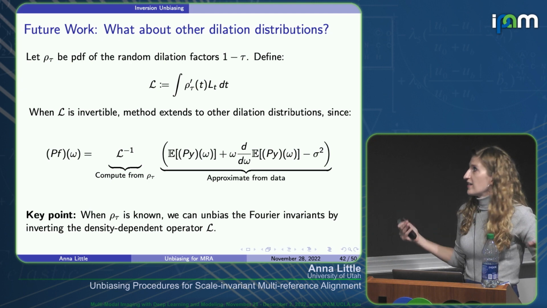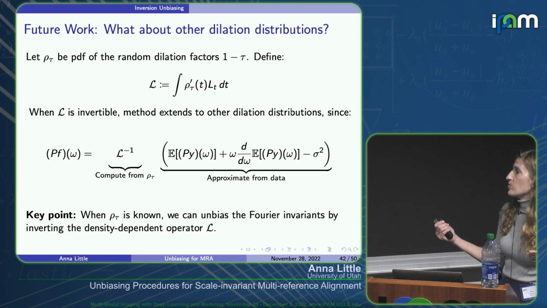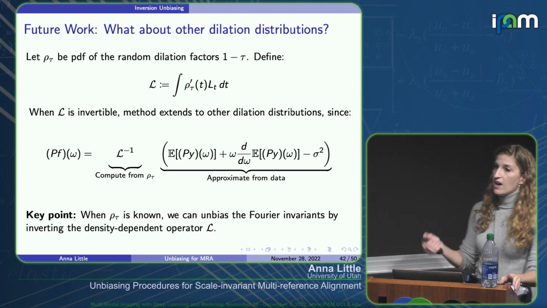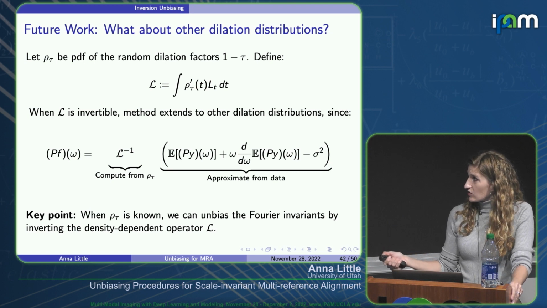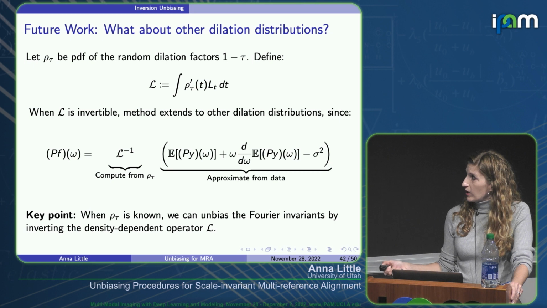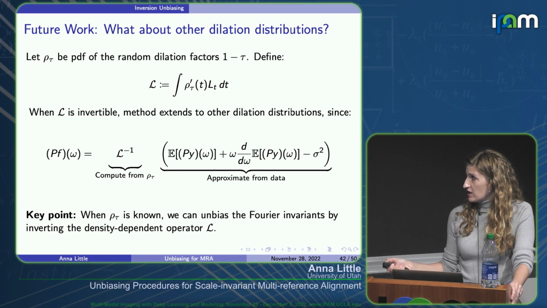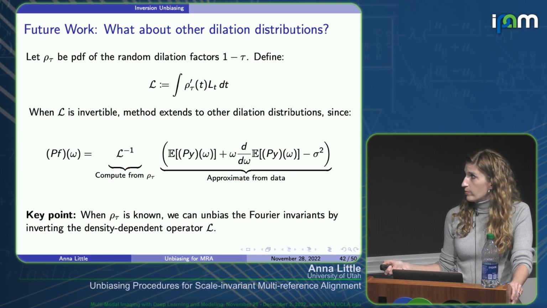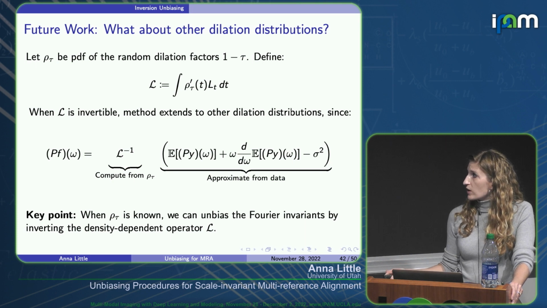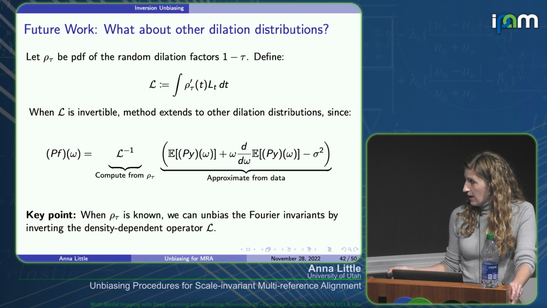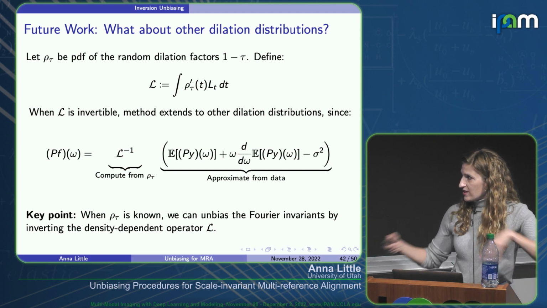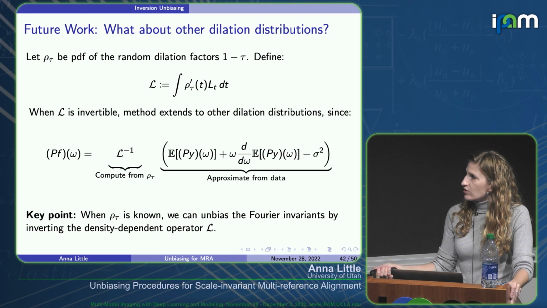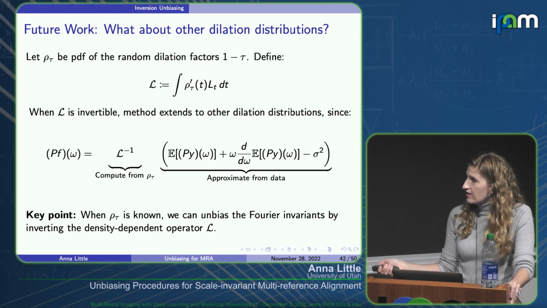What about other dilation distributions? Is the uniform distribution special? Can we do this for a broad family of distributions? We expect that we can, so we think there's a general principle here where if you know the dilation distribution, you know what this operator is, and if it's invertible, you can once again recover the Fourier invariants of the signal. This is still to be worked out, but we think there's a general principle at play here that would extend.